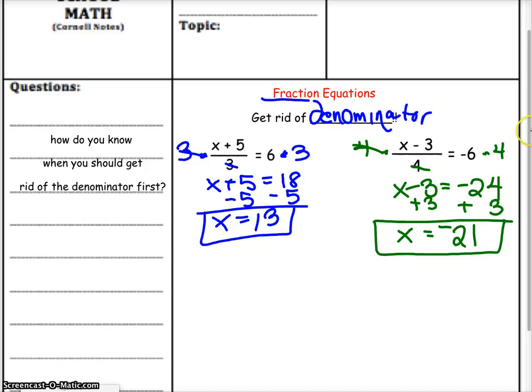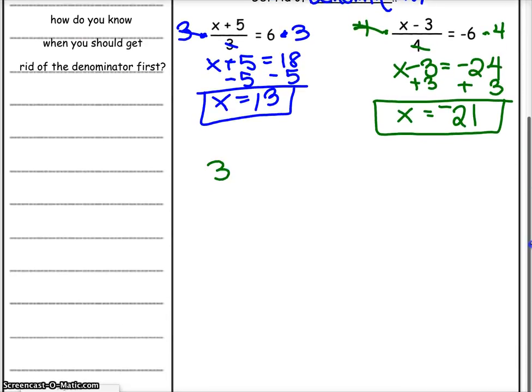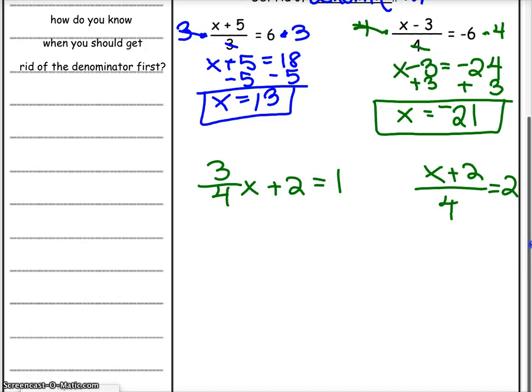So these are the two types of fraction equations. You have something like this, and you have something like this. There is a difference. Can you see the difference? I want you to think about these two equations, and with somebody next to you, give two things that make them alike and two things that make them different.